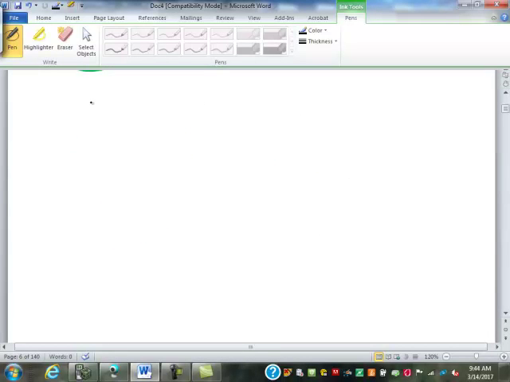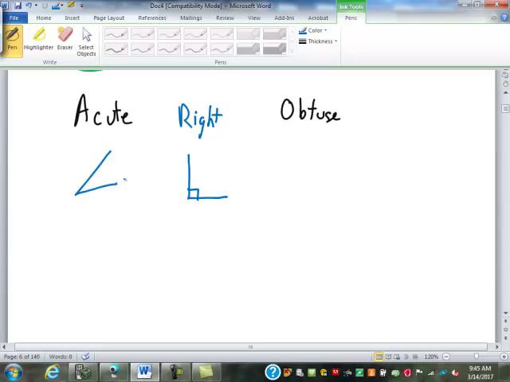Now, we've mentioned some words. One of them is the word acute. The other one is the word obtuse. What do they mean? Okay. In the middle, we have a right angle, which is 90 degrees. Acute is smaller than 90. Obtuse is bigger than 90.